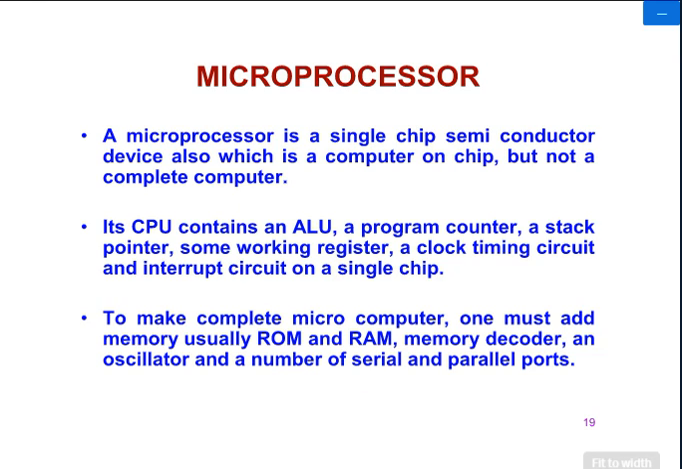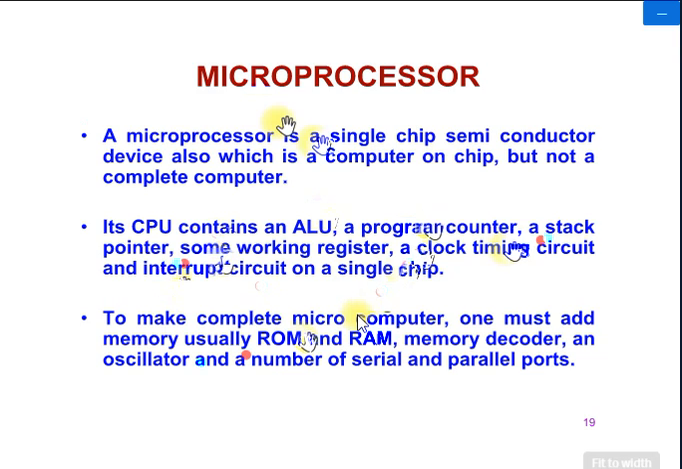ALU, that is arithmetic logic unit, a program counter, a stack pointer, and some working registers, a clock timing circuit, and an interrupt circuit on a single chip. So one part is the CPU, and the CPU contains the ALU, program counter, stack pointer, and a few registers like W and write, read, a clock timing circuit, and an interrupt circuit on a single chip.